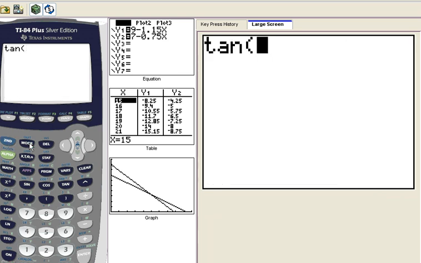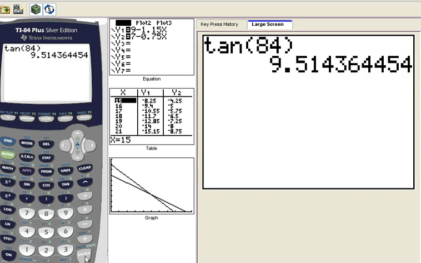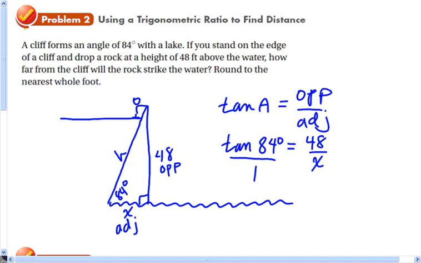Then we're going to do the tangent of 84. Now we're talking 84 degrees. And enter, and we get that number, 0.9514. And I'll just put that in here. So instead of tangent of 84, we can write 0.9514 over 1 is equal to 48 over x.